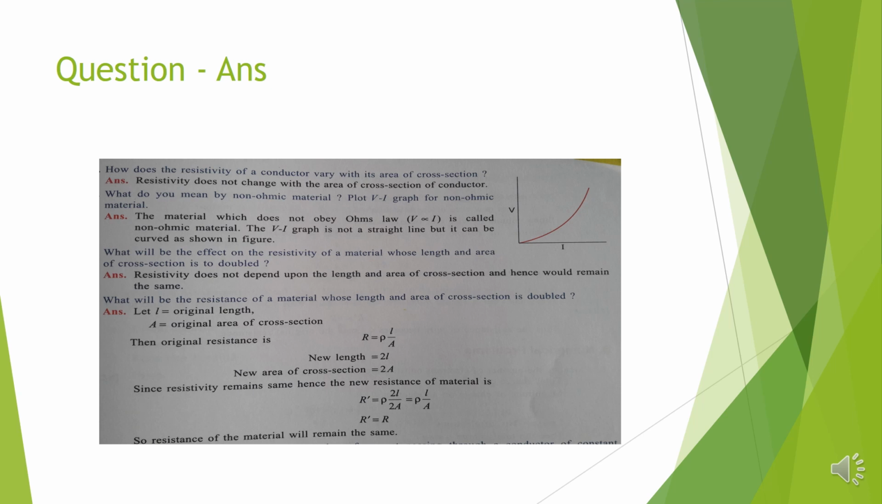I think you can do it now. Would you be interested to try on your own? Yes. Just first write R is equal to rho L by A. Then go for R dashed. Rho, change your L, it will be 2L. Change your A, it will be 2A. So again you are coming back to rho L by A. That means resistance will not change. It will remain as it is.